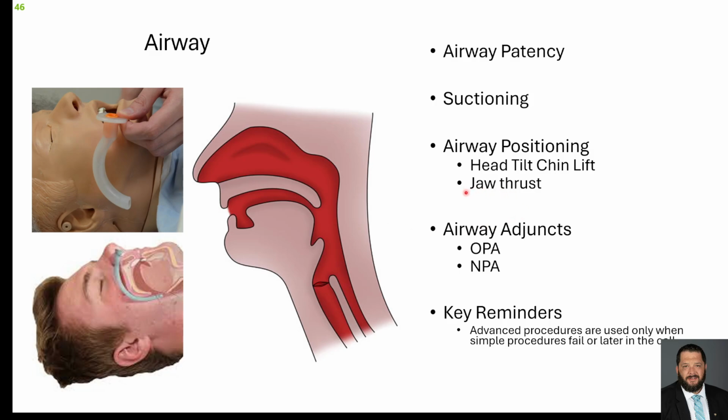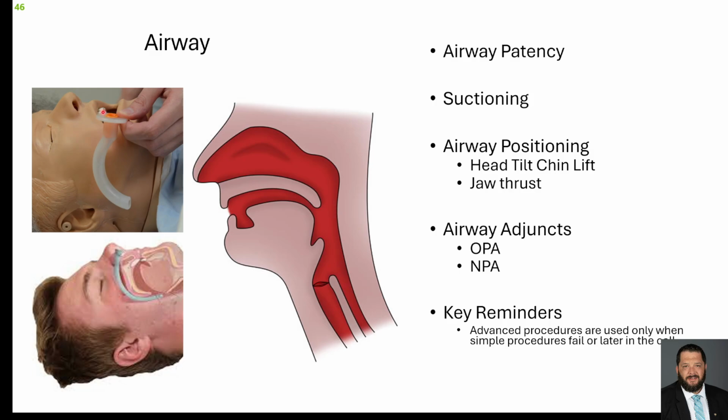If it's a traumatic patient where you don't want to manipulate the spine, you'll use a jaw thrust, and we'll show you this procedure in lab. You'll take 2 fingers on the mandible and push the mandible forward. By pushing the mandible forward, it pushes the tongue out of the hypopharynx or the oropharynx in this area. You also have adjuncts that can assist with this.